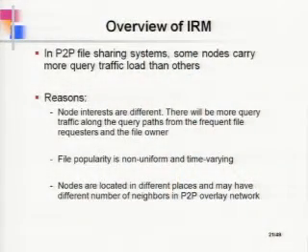Overview of IRM. So in peer-to-peer file sharing systems, some nodes have much higher traffic load than other nodes due to three reasons. First is node interests are different. So there is a lot more traffic between the interested nodes and the file owner than the node who's not interested in the file. Second, file popularity is non-uniform and time varying. So a file may be popular at this time, but it may not be popular at that time. Third, nodes are located in different places and may have different numbers of neighbors in the P2P overlay network.